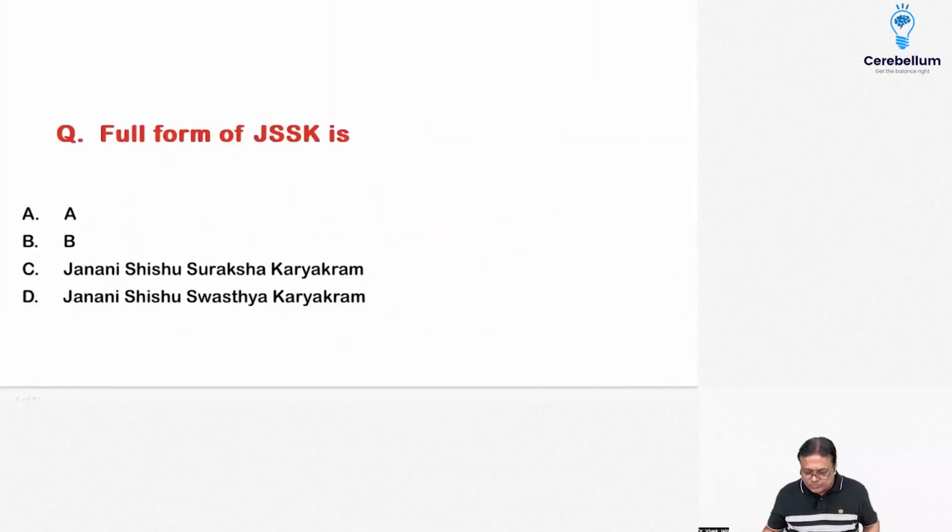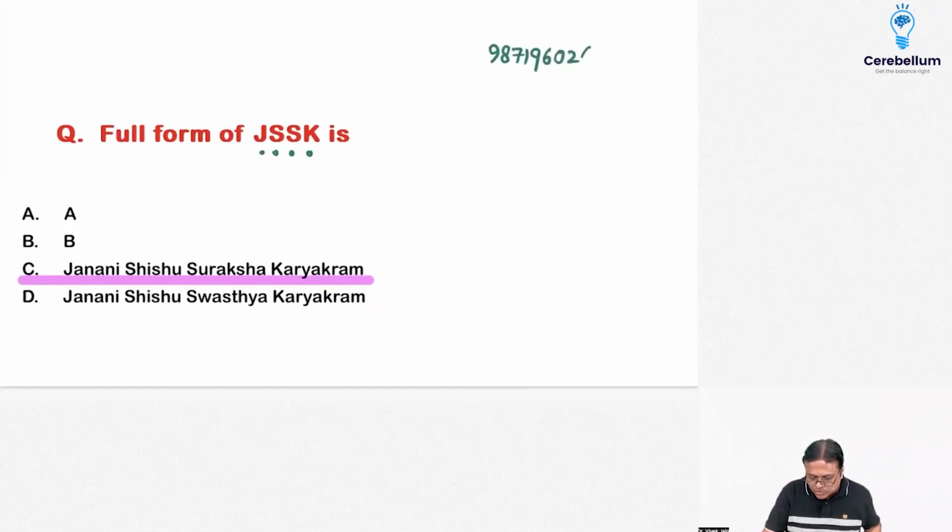I think there was a question on the full form of JSSK. We have discussed so many times in classes that full-form based questions are important. Janani Shishu Suraksha Karyakram is the correct answer. What I want to know from you is what the other choices were. I'm sure one must be Janani Shishu Swasthya Karyakram, or something related to it. Please help me complete the choices, or you can WhatsApp to this number. Let us go faster because many other faculty are waiting. So this was right. Janani Shishu Suraksha Karyakram.